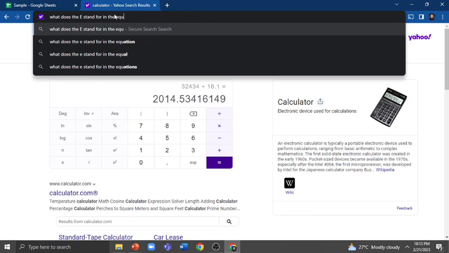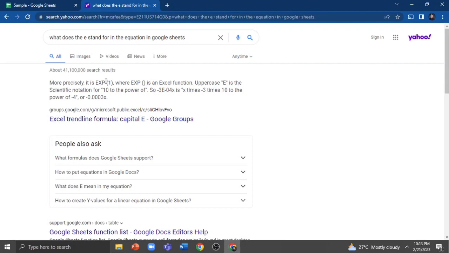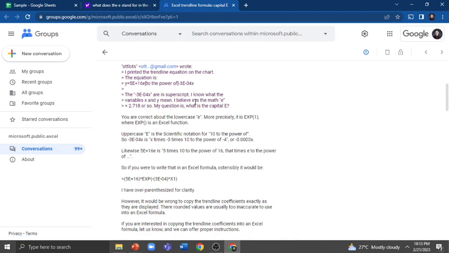So the E stands for, more precisely, an Excel function, and it's basically scientific notation. For example, you see something like negative 3e, and it's a good one because this is for the trendline. Because in particular, you're going to see it as scientific notation. So basically, I want it to be pointed out properly. For example, again, the negative 3e minus 04x are in superscript. I know that the variables blah blah blah. So what do you do here? Now, where's the answer? The answer was there.